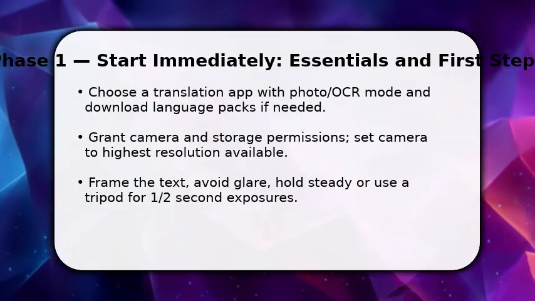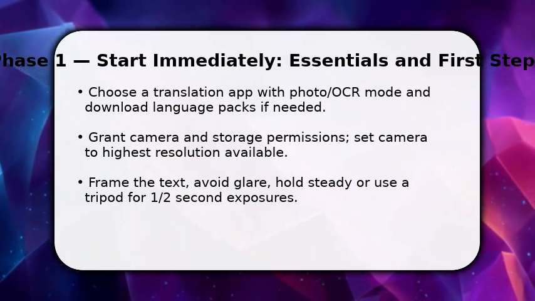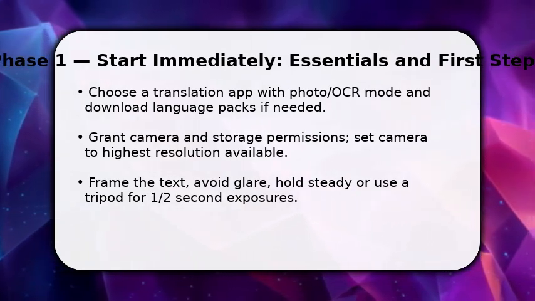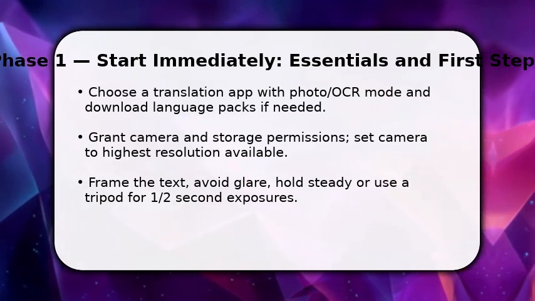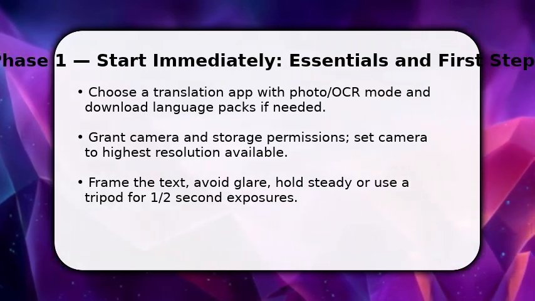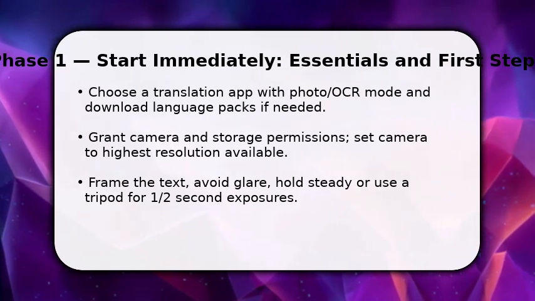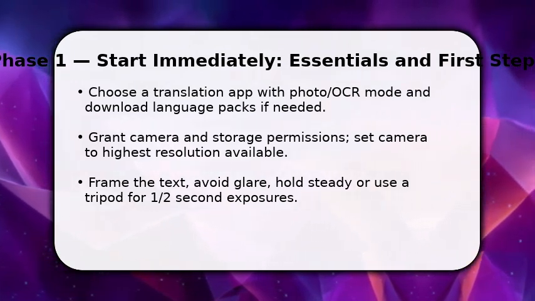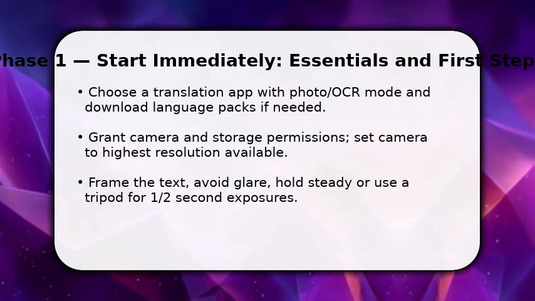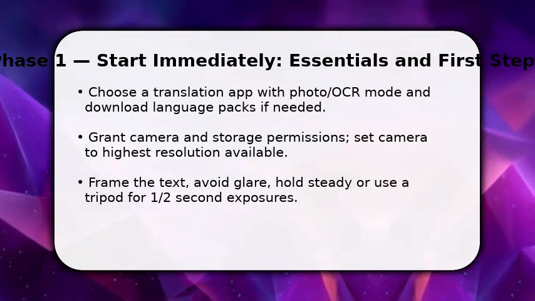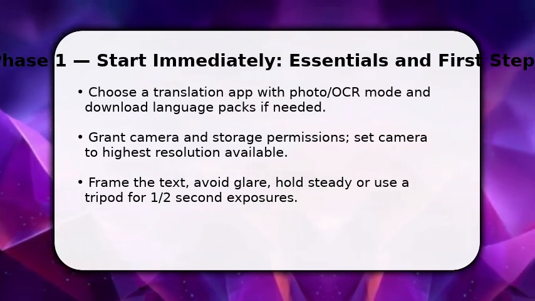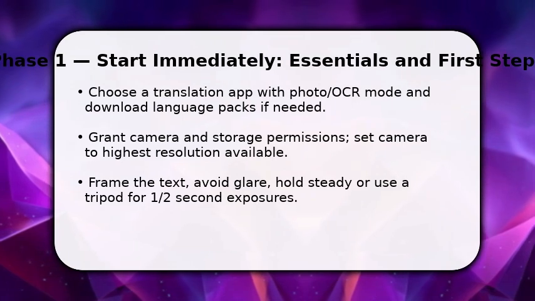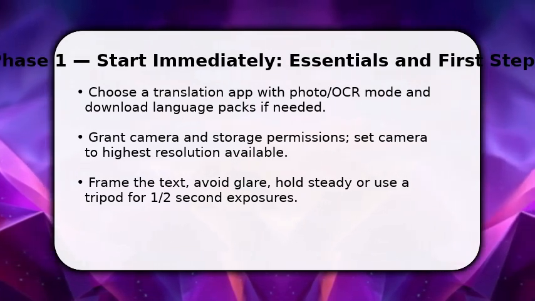You begin by picking a reliable app that supports photo-based translation, then make sure language packs are downloaded so you can work offline. Once done, grant the app camera and storage permissions, set the camera to the highest resolution, and position your device so the text fills the frame. Make sure lighting is even, remove glare, and steady your hands or use a small tripod. This improves OCR accuracy dramatically, which saves time in the next steps.